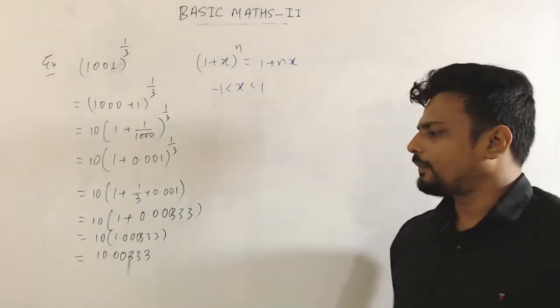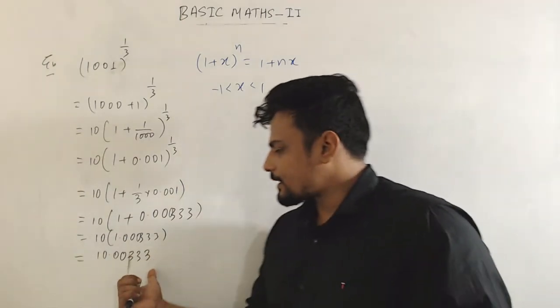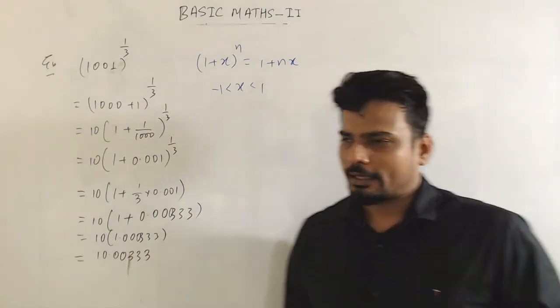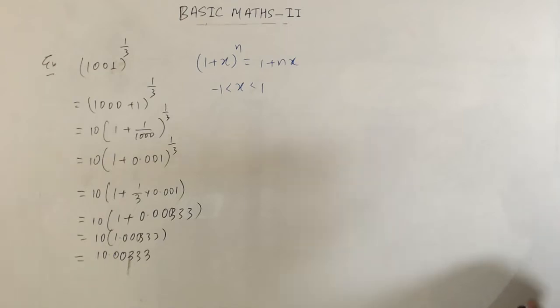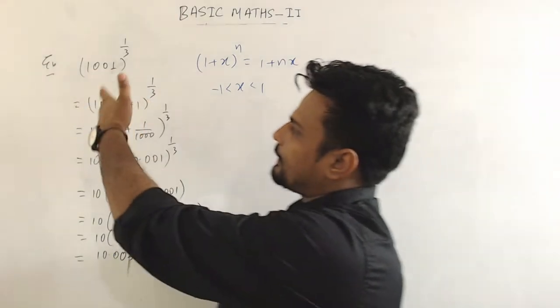So the answer is going to be 10.0033, and because this 3 can keep on moving, I'm just stopping it there. There's no need to go forward. All good? So likewise, you can get a lot of examples like this.